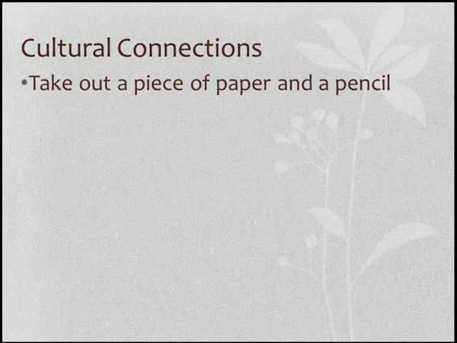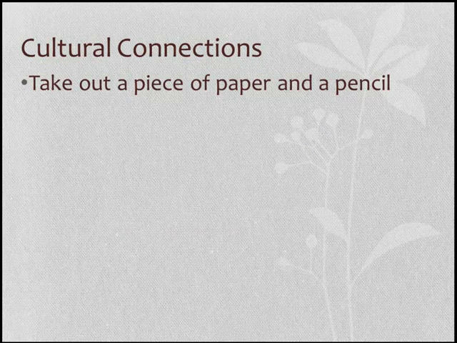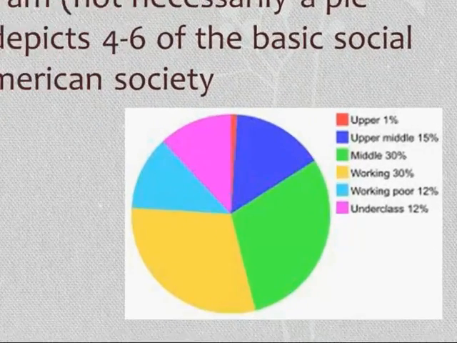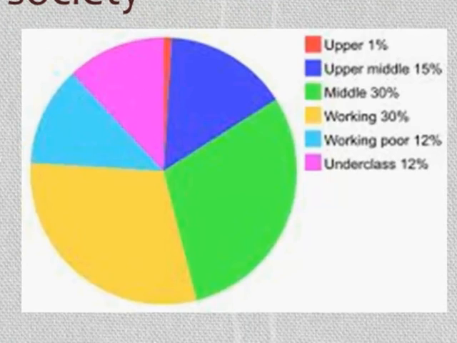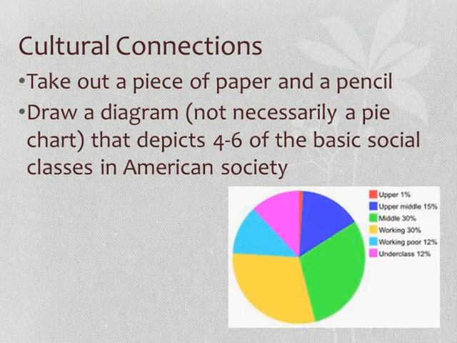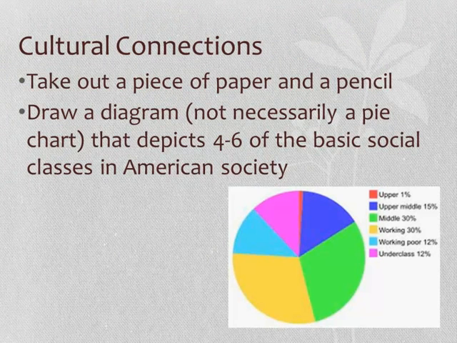First thing I'd like you to do is take out a piece of paper and a pencil. You can pause the video for just a moment at this point if you need to. All right, now that you've got that paper and pencil, I want you to draw a diagram, not necessarily a pie chart, that depicts 4 to 6 of the basic social classes in American society. I've given you an example below how to draw a basic diagram and some of the social classes that you might be working with. So pause the video here and take a few minutes and draw a diagram. Be creative, use some colors and some different breakdowns if you'd like to. We'll see you in just a moment.